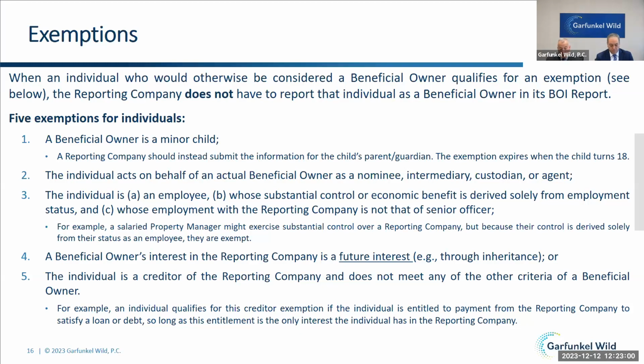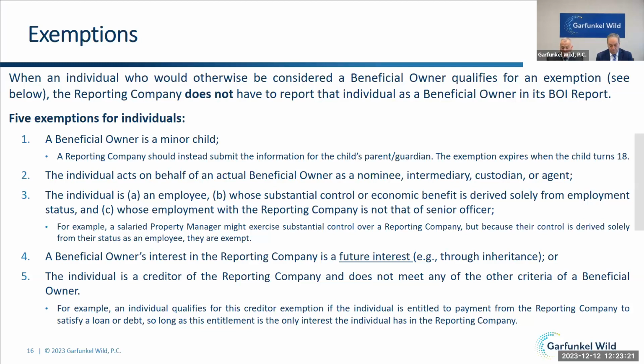Next, the individual acts on behalf of an actual beneficial owner as a nominee, intermediary, custodian, or agent. So if you have a bank that perhaps is acting as some sort of intermediary or custodian, you're not going to have to file a BOI report for that respective bank or similar person.